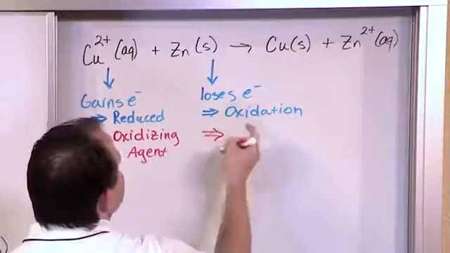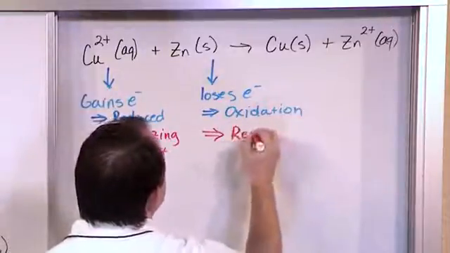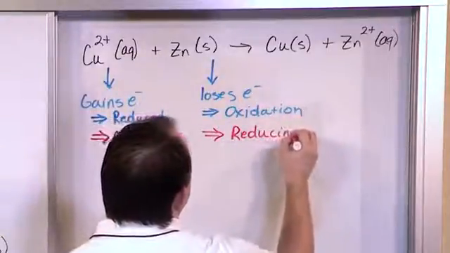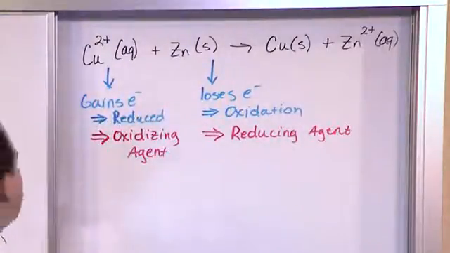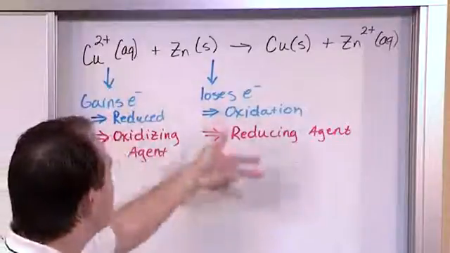And because this is oxidized, I just picked the opposite. This is the reducing agent. Okay, that is the quick way that you do it. Once you identify what's being oxidized and reduced, the agents are just the opposite, okay?